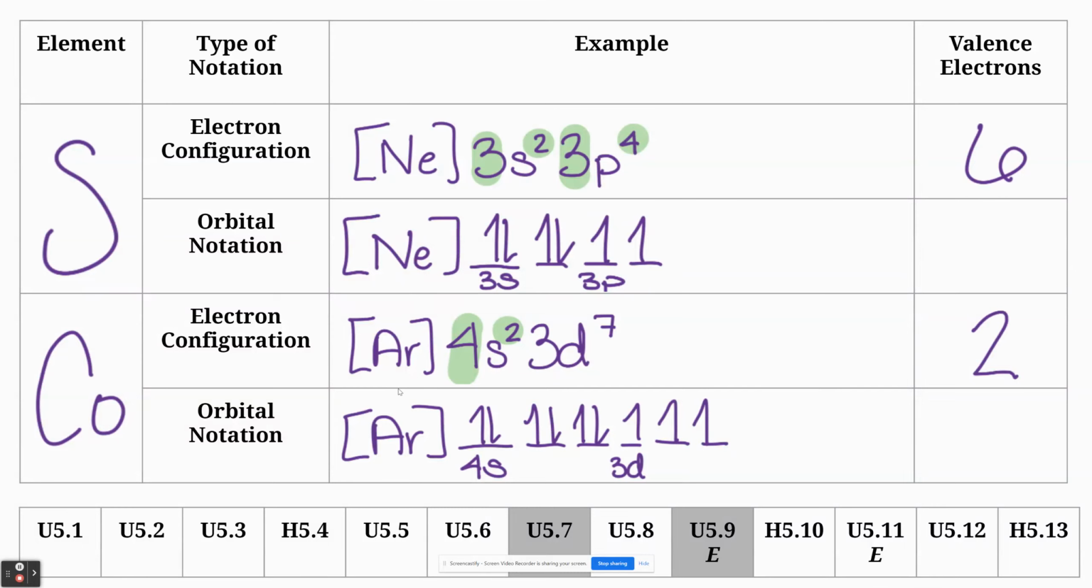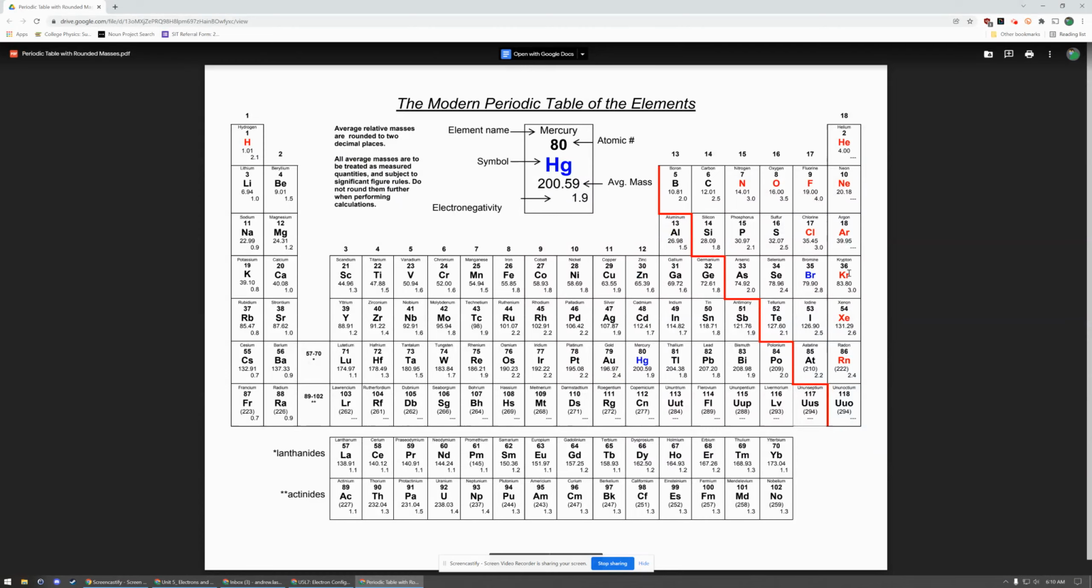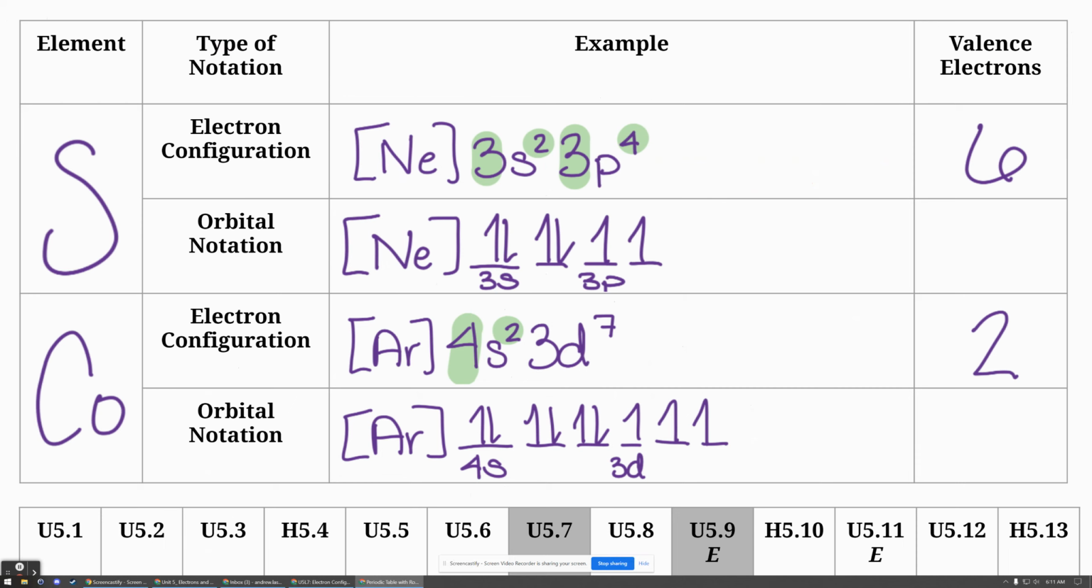So this is it for the shorthand notation. Remember, we're just using the noble gas. That is the thing on the row above it on the far right side here. That saves us from writing everything that comes before. And all we have to do is look at the row we are in and then just fill in whatever, 4s2, 3d7, like in the cobalt example.